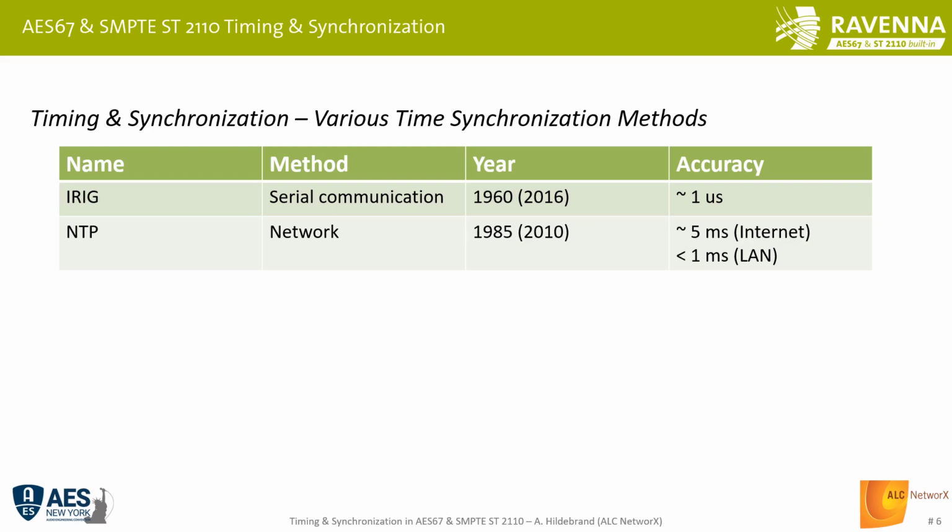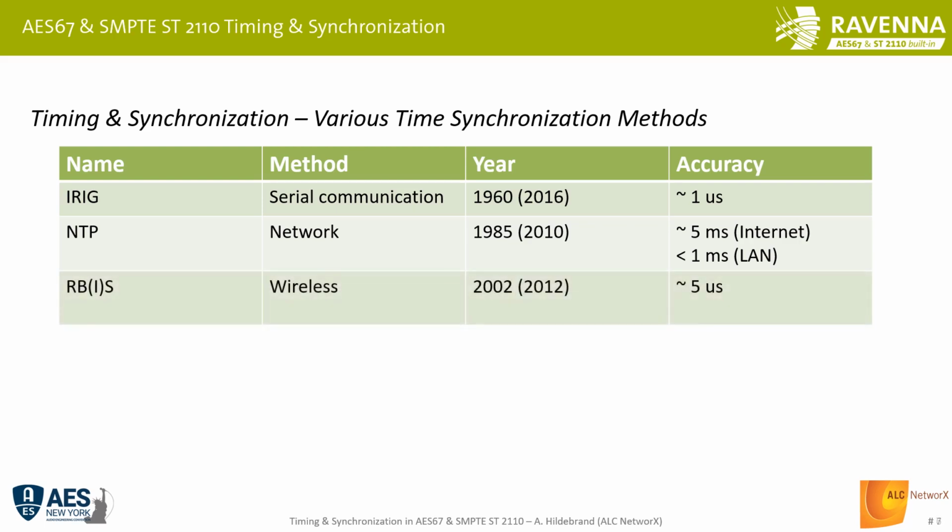If you're supplying local NTP servers in your system, accuracy can get below 1 millisecond on a local network. Then there's another protocol or method being released for wireless communication methods, like the 802.11, which is the WLAN, the wireless local area network. The RBS or RBIS method, which is reference broadcast synchronization, reference broadcast infrastructure synchronization, was defined in 2002 and received its last update in 2012. The accuracy you can get out of it is about 5 microseconds.